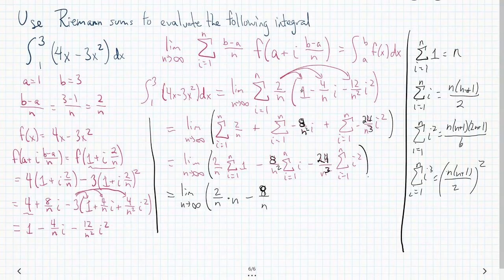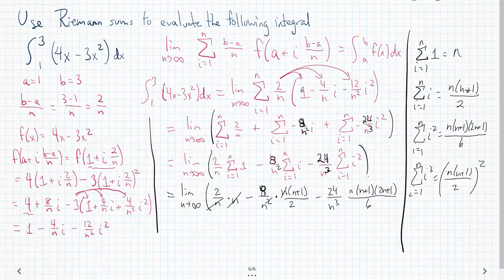So this is 8 over n squared, and then this is times n times n plus 1 all over 2, minus 24 over n cubed times n times n plus 1 times 2n plus 1 all over 6. So first off, let's start noticing the n's cancel there.